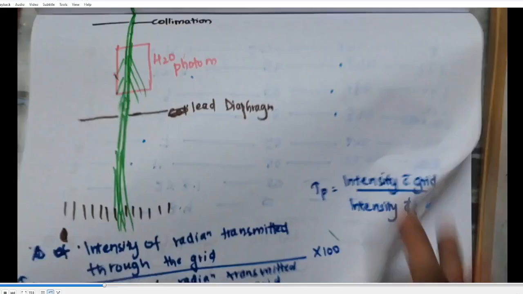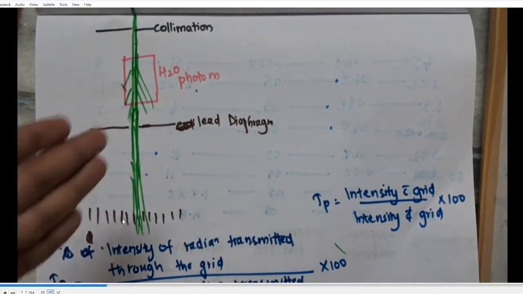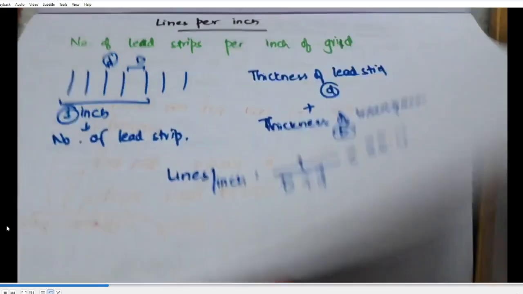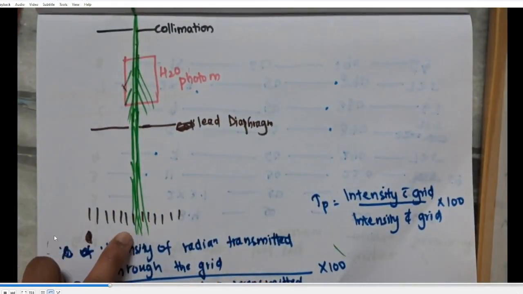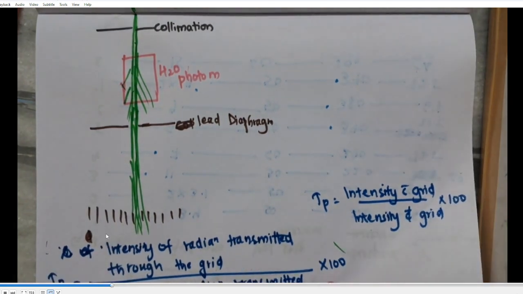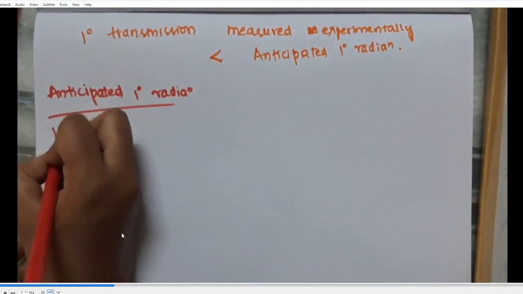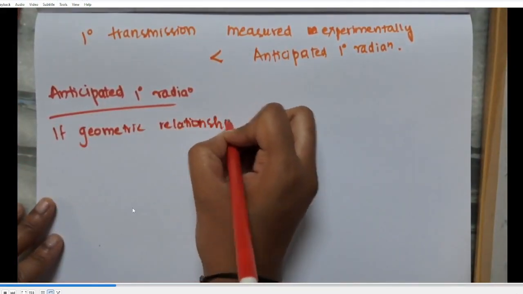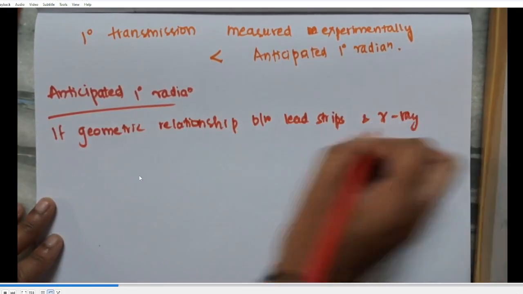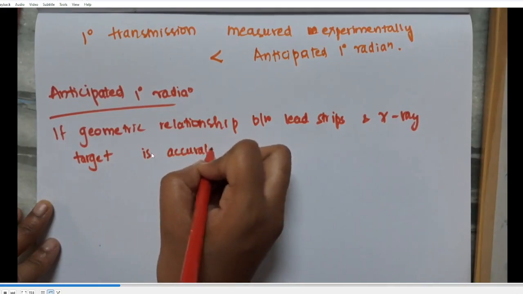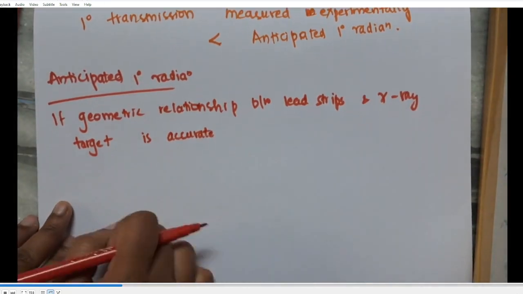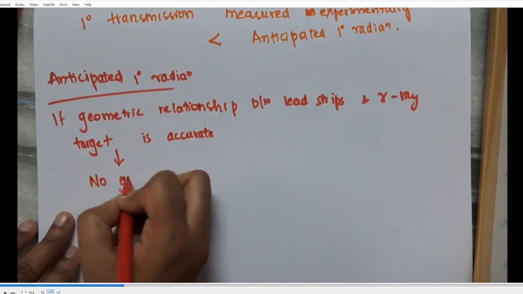If the geometric relationship between the lead strips and the X-ray target is accurate, there is no grid cutoff and all the primary radiation passes through the interspaces, then the percentage of the grid surface area made up of interspaces will be the percentage of anticipated primary radiation. So in anticipated primary radiation, the geometric relationship between the lead strips and the X-ray target is accurate, and there is no grid cutoff.